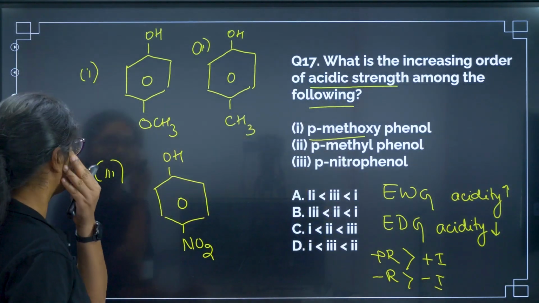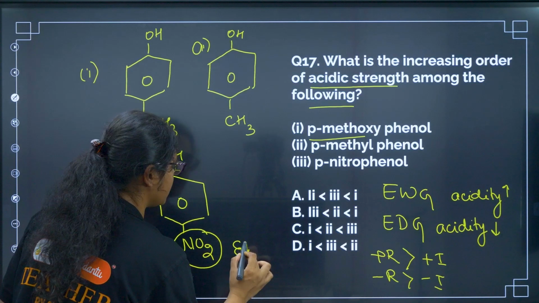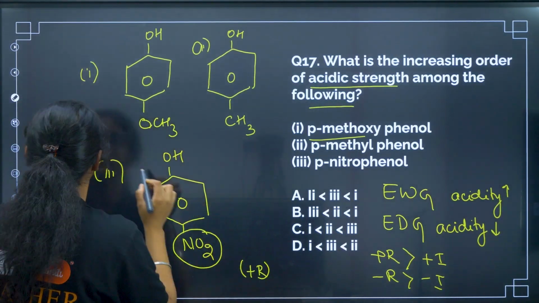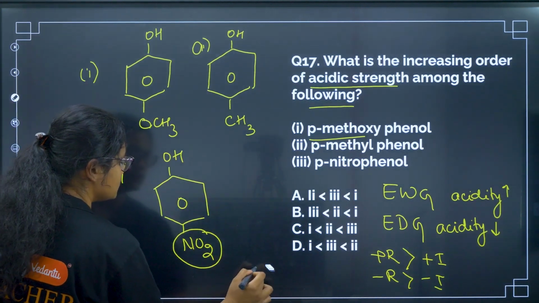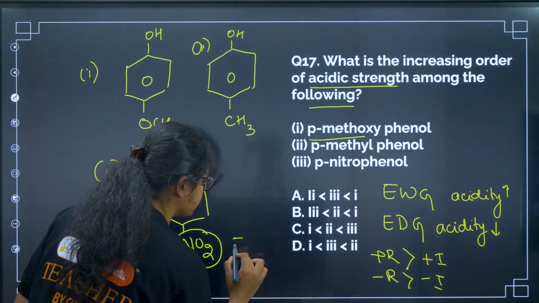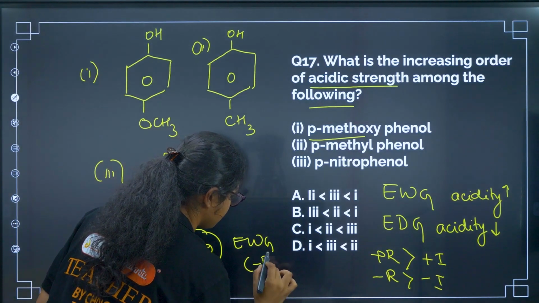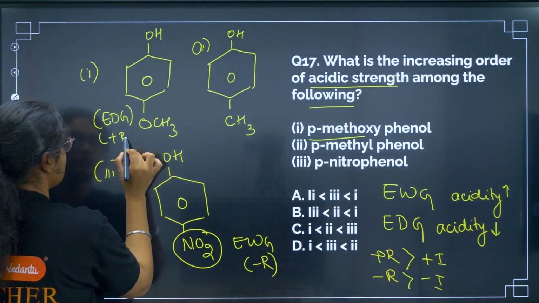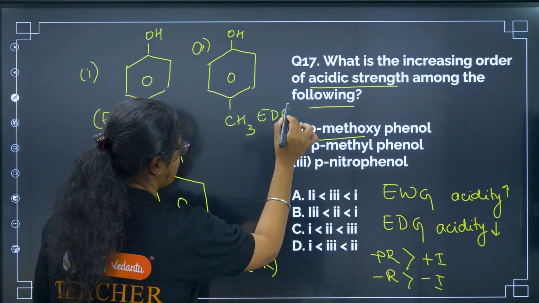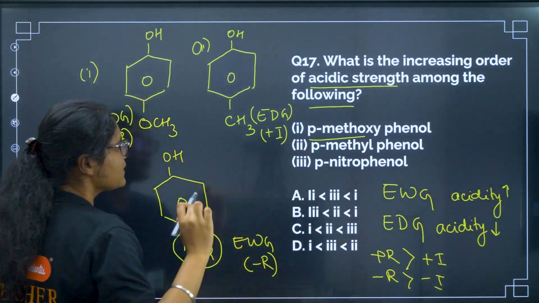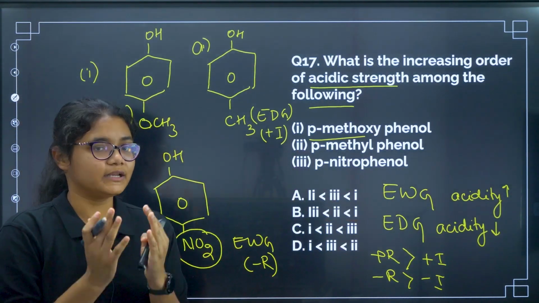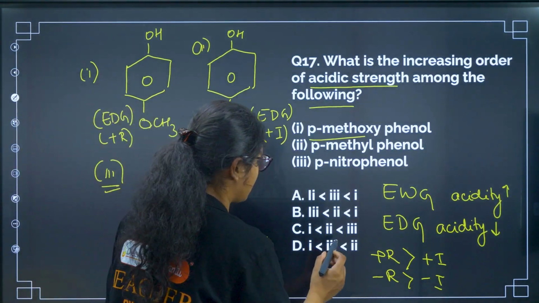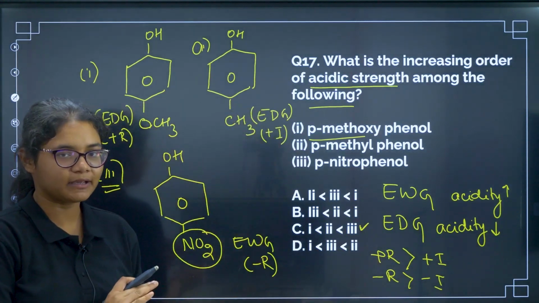Okay. So now if you see, NO2 group is which one? Sorry. We have NO2 group, which is your electron withdrawing group. So let us write down all the groups here. NO2 is electron withdrawing group, minus R effect. OCH3 is electron donating group, plus R effect. CH3 is also electron donating group, and it is plus I effect. Okay. So now first of all, the electron withdrawing group will increase the acidity. So definitely the third one will have the highest acidic nature, right? So only one option is there, that is option C will be correct, but we can check other options also.